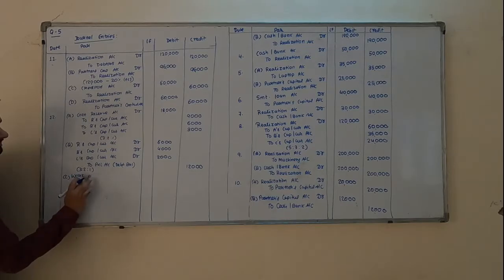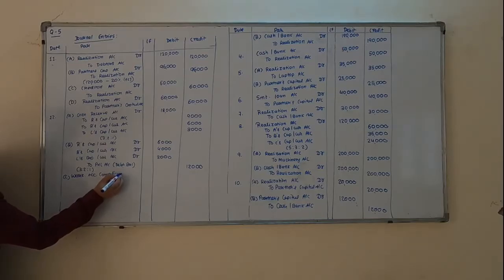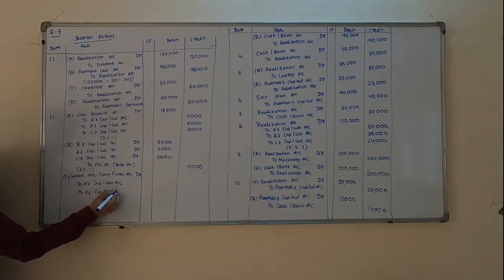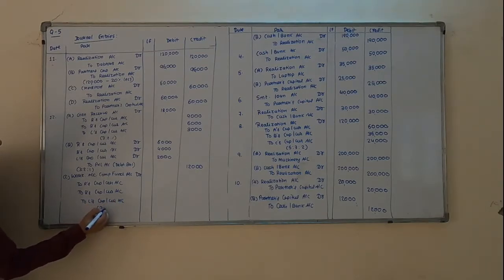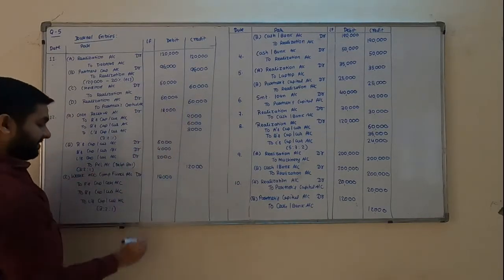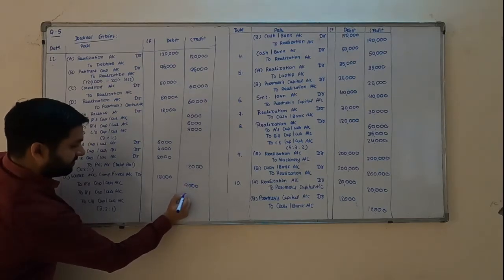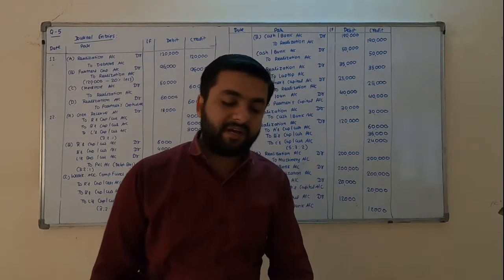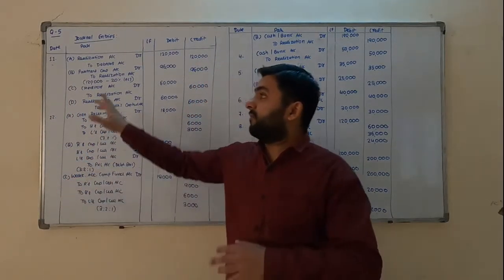So workmen's accidental compensation fund account debit to R's capital current account, to B's capital current account, to L's capital current account in the ratio of 3:2:1, and it is also 18,000. So same amounts: 9,000, 6,000, 3,000. Okay friends, so question number 5 is over.